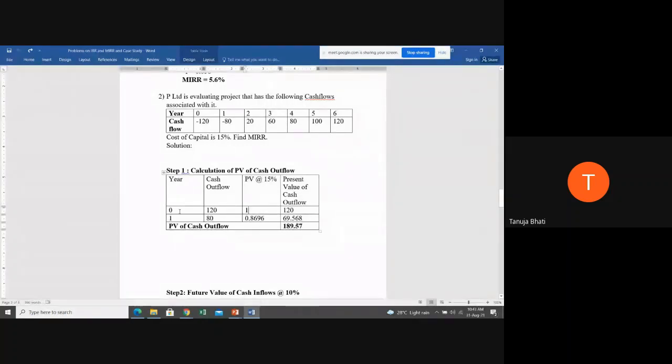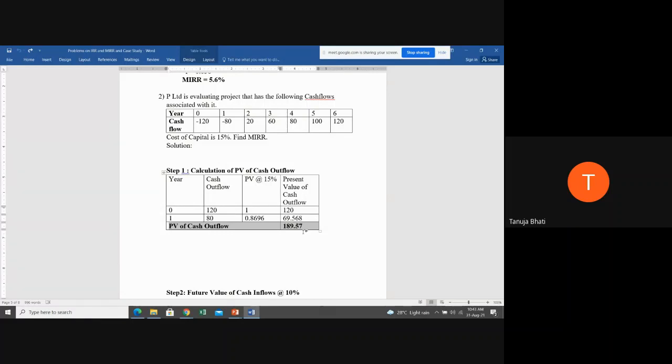So we always know PV for year 0 is 1. And PV at the rate of 15% for year 1, if you see the table, you will get the answer as 0.8696. Then you find the present value of cash outflow by multiplying these two. So you get the present value of cash outflow as 189.57. Can you all tell me what is the next step?